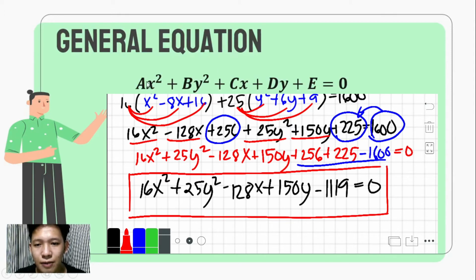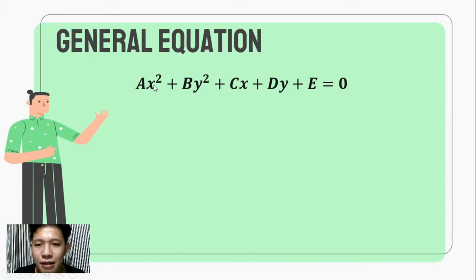So given this, in general, we have ax squared plus by squared plus cx plus dy plus e equals 0, where the numerical coefficient of x squared is different from the numerical coefficient of y squared, as you can see here. So 16 is different from 25. Because if they are the same, then that would be the time we consider it a circle. Okay? So for an ellipse, the numerical coefficients of x squared and y squared must be different.